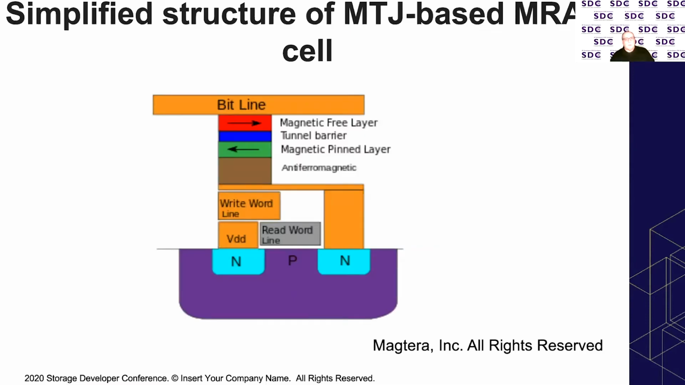The next slide shows a simplified structure of a magnetic tunnel junction based MRAM cell. So an MRAM cell has to have two states, 0 and 1, in order to be able to record or write information. One of the states is represented by two magnetic layers, the free layer and the pin layer, magnetically oriented in one direction, in parallel orientation. And the other state is represented by the magnetic free layer and magnetic pin layer oriented in an antiparallel direction. So the rest of the structure is used in order to apply an electric field or magnetic field to read or write information.